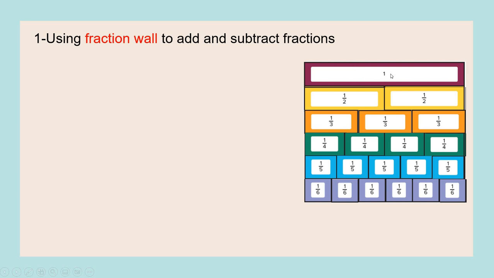If I divide this one whole into four parts, it will be what? It will be quarter and quarter and quarter and quarter, right? And as well as if I divide it into five equal parts, it will be what? 1/5 and 1/5 and 1/5, 5/5, right? If I divide this one whole into six equal parts, it will be what? 1/6 and 1/6 and 1/6 and so on.